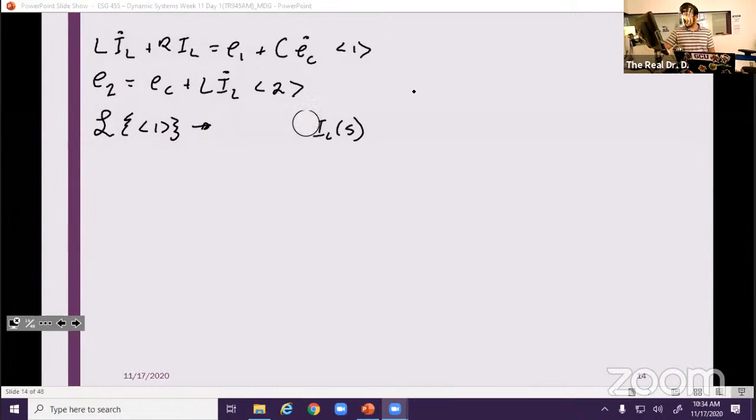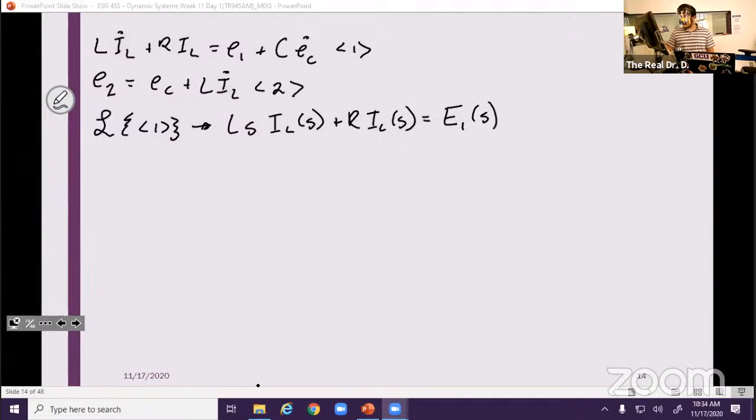So let's slow this down. Let's do this, all right? So I'm going to take the Laplace transform of the first. This is going to be L s I_L(s) plus R I_L(s) is equal to capital E1(s) plus C s E_C(s), right? That's what we've got.